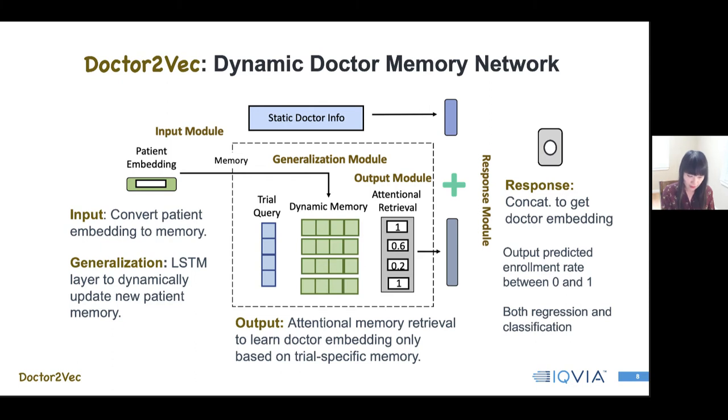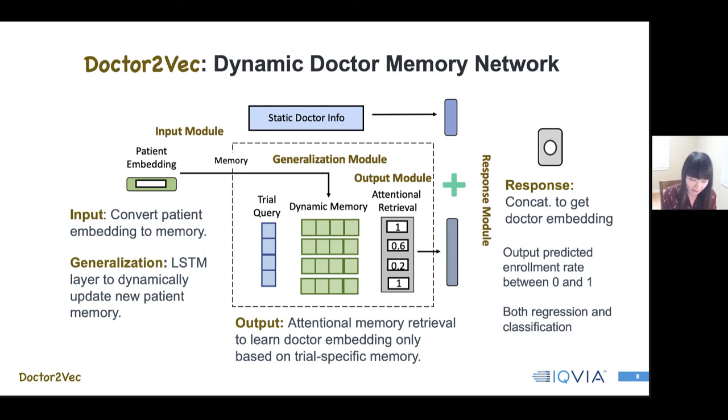And now comes the main module for Dr2Vec, which is the dynamic doctor memory network. The Dr2Vec memory network takes two embeddings as its input. One is the patient embedding. The other one is the trial embedding. The patient embedding serves as the memory of the dynamic memory network, and the trial embedding is used as the query to retrieve relevant dynamic memory.